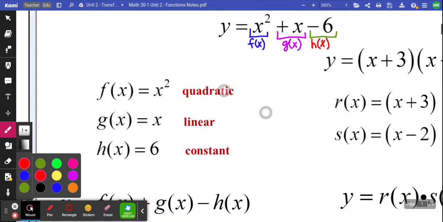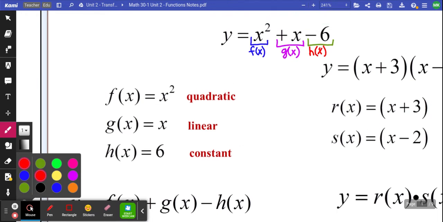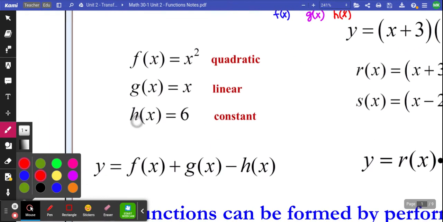I think they wrote that out there on the left. Did I use the same letters? Oh, crushed it. Right? So if you imagine f of x was x squared, g of x was x, and h of x was 6, then I could really just say that this is f of x plus g of x minus h of x, functions being added and subtracted together. It would be this right here.